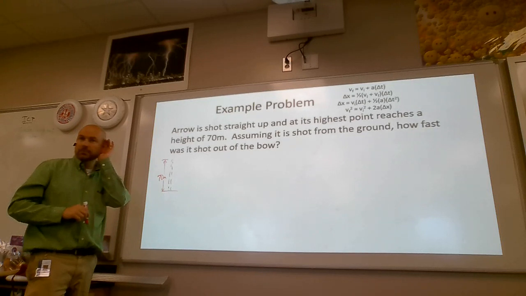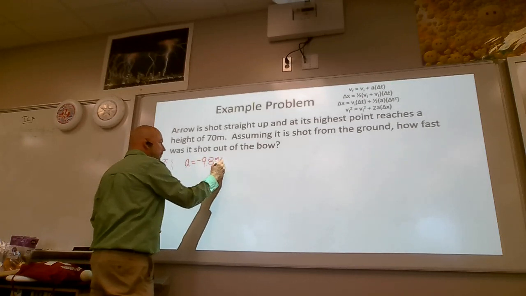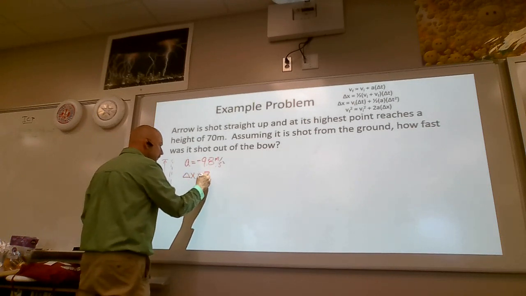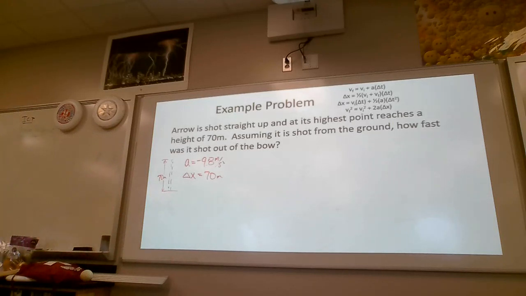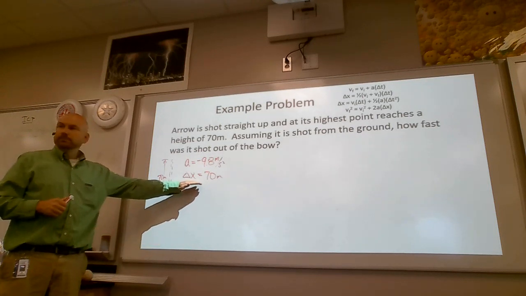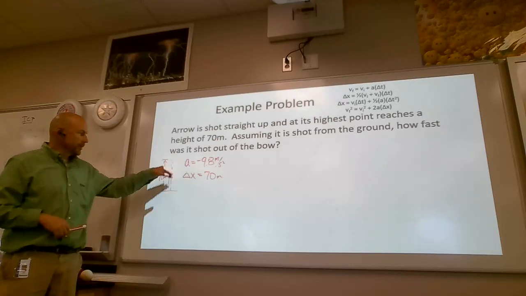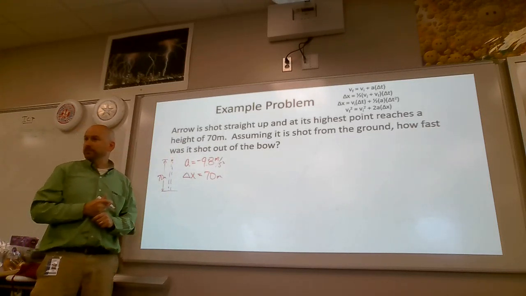What? We know acceleration. What else do I know? Displacement. Now, where's the arrow located? What's the position when it's 70? Where is it on this? Up there. Does that make sense?